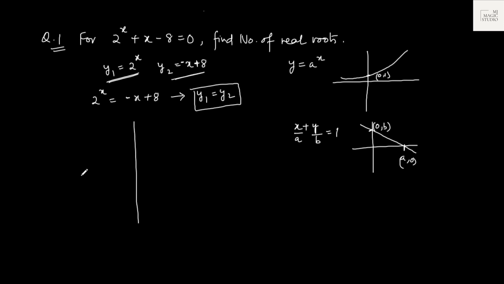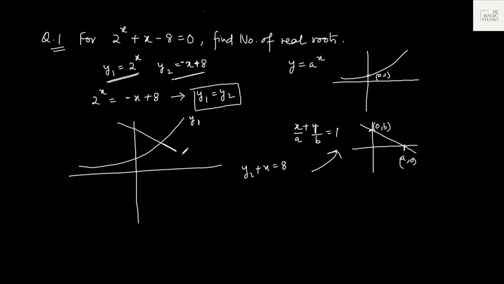If I plot this on graph paper, the first one is y1 equals 2 to the power x, and we'll get something like this. This is y1. The second is a straight line where y2 equals minus x plus 8. That means y2 plus x equals 8, which falls into this format, so this will be something like this. At what point they are meeting, we are not concerned about that. We are concerned only about how we can draw this on the graph paper.